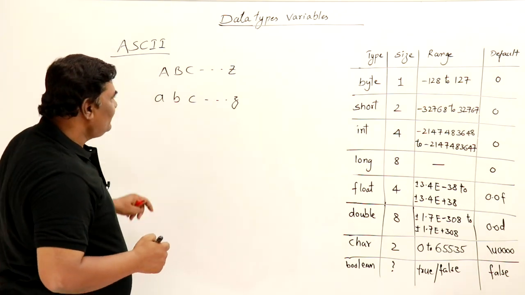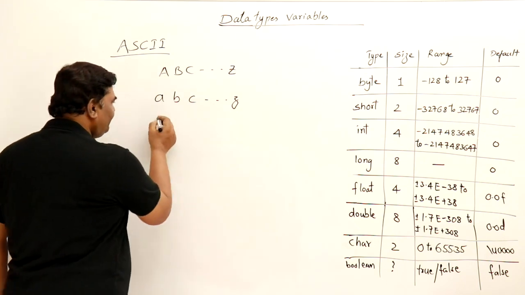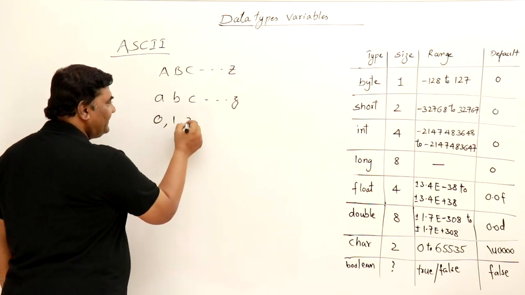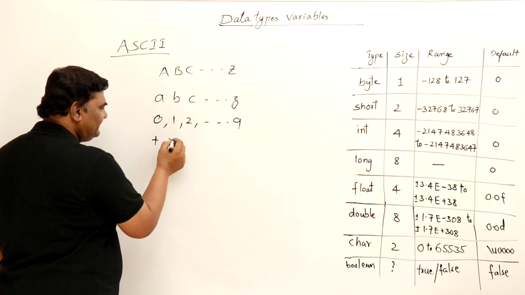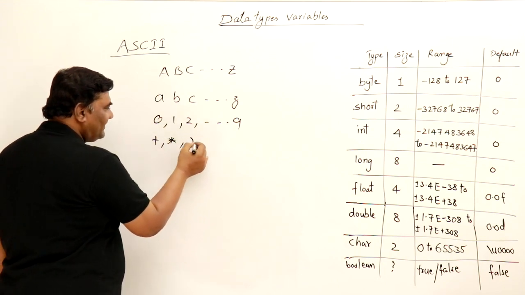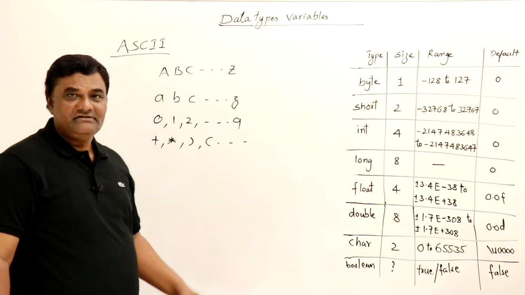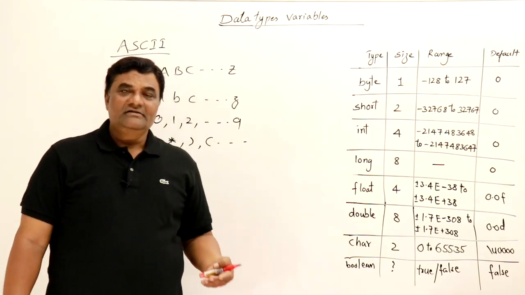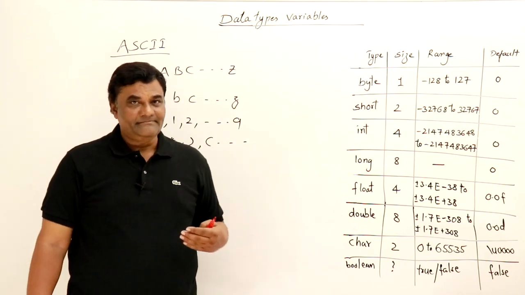These ASCII codes are there for uppercase English alphabets, lowercase English alphabets, and the numeric digits also. And for other special characters, anything that you find on the keyboard, for everything there is an ASCII code available, all the special characters. So this is a common thing, supported by other languages also like C and C++.